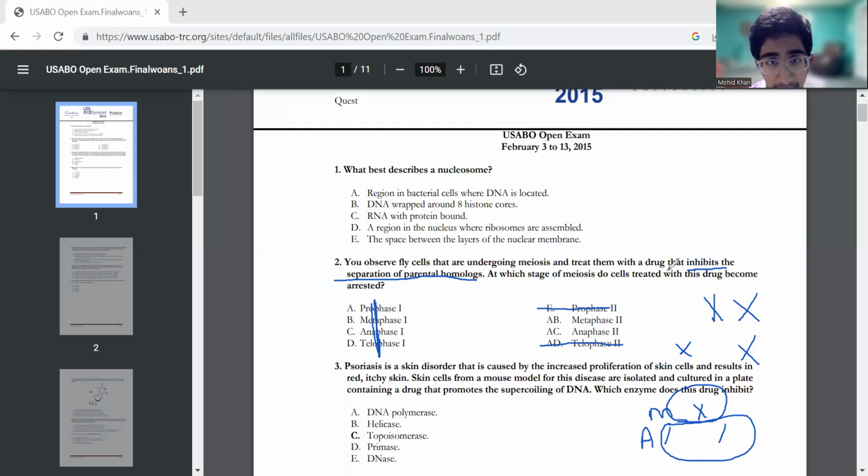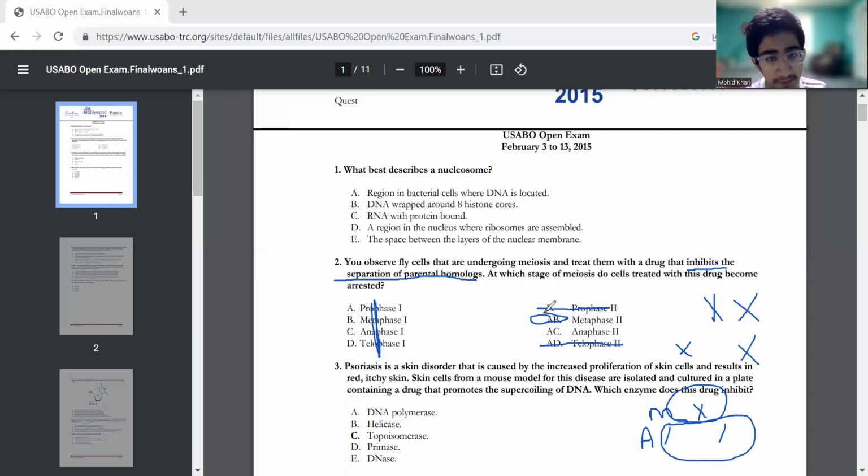So if this is preventing the separation, it's going to first stop the metaphase from happening, which is going to prevent that anaphase process from occurring. So that's why the answer would be AB. This one was a little bit of a tricky question, which required a little bit of deeper thinking within meiosis.